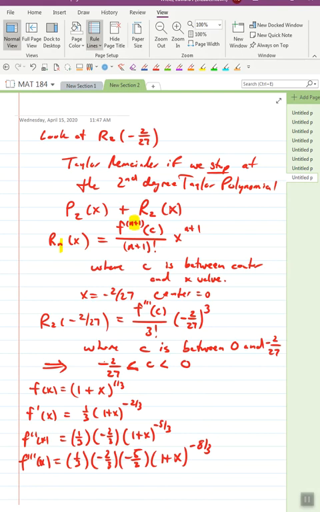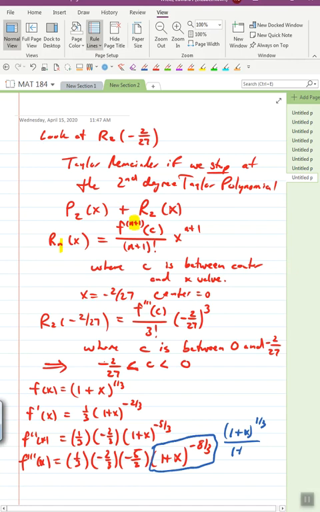And it seems like I might be off by... Well, no, not actually, I'm not. It's just the way I wrote this. I kind of jumped ahead a step, which is okay. But I'll just point out that this looks like 1 plus x to the 1/3 over 1 plus x cubed. That's the same thing.